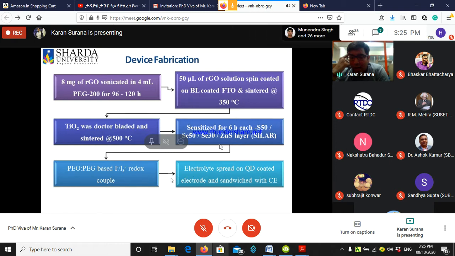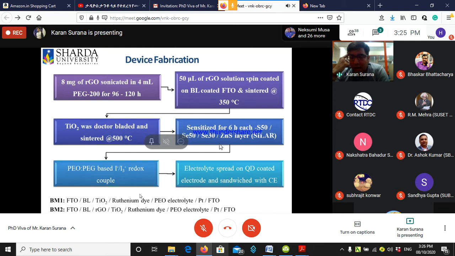The electrolyte and the platinum counter electrode were kept the same. For comparison, we prepared two DSSCs also. The first DSSC consisted of TiO2 and N3 dye only. The second DSSC consisted of RGO prior to TiO2 and the ruthenium N3 dye. And BM3 was the cell which we prepared with quantum dots. That is the process described here.